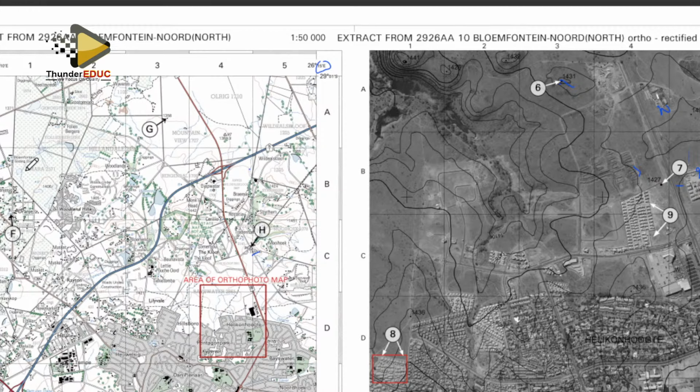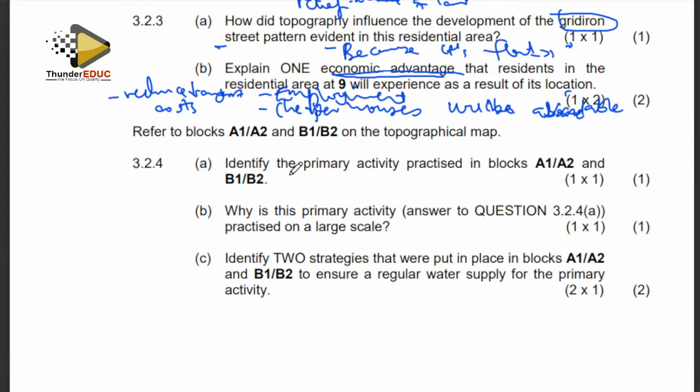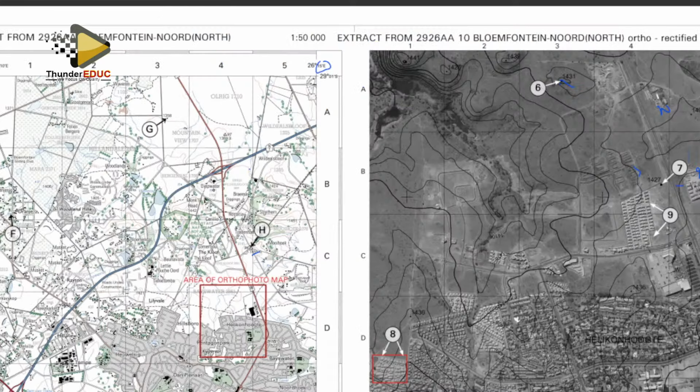so I think you can analyze this area here quickly. You can look at it, A1, A2, B1, B2, when they want us to look at that area and answer the questions. The first question is identify the primary activity practiced in block A1, A2. Let us go back to the map. Primary activity identified in block A1, A2.